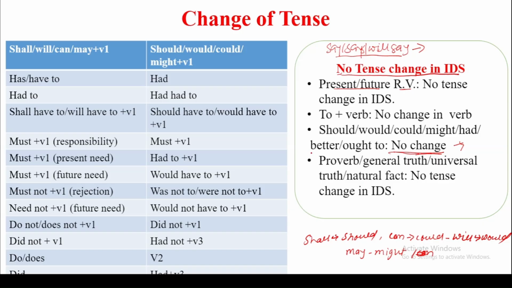Okay, and the thing is that if quoted speech or reported speech represents a proverb, general truth, scientific truth, any universal truth or natural fact, there is no change in indirect speech. So the tense used in a proverb, general truth, universal truth, scientific truth or natural fact would not change. Okay? So before changing tense, we have to take care of these 4 points.